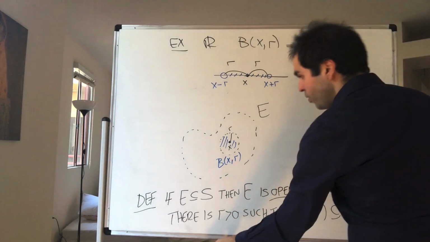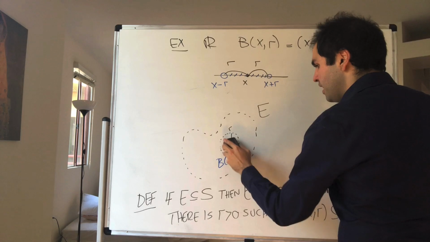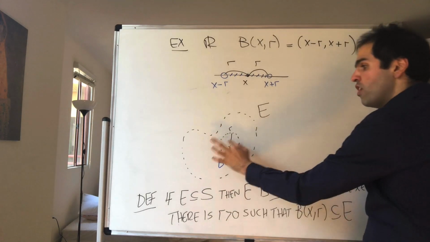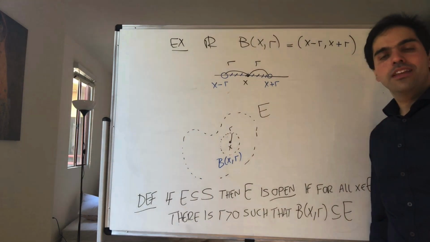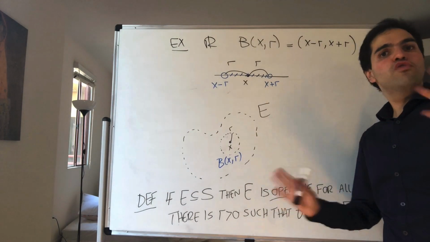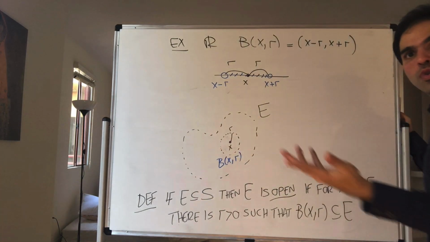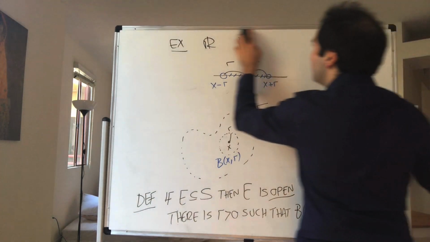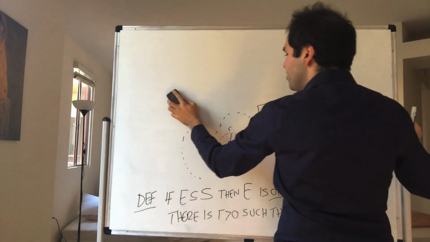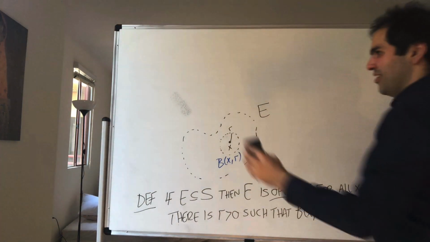In other words, what does that mean? It means no matter which point you pick in E, you can always move around a little bit and still stay inside E. And in fact, we'll see this is not true for sets that are not open. So we always have a little wiggle room, which is actually very nice to have. Sometimes you say, well, if x is in it, then the family around x is also in it.